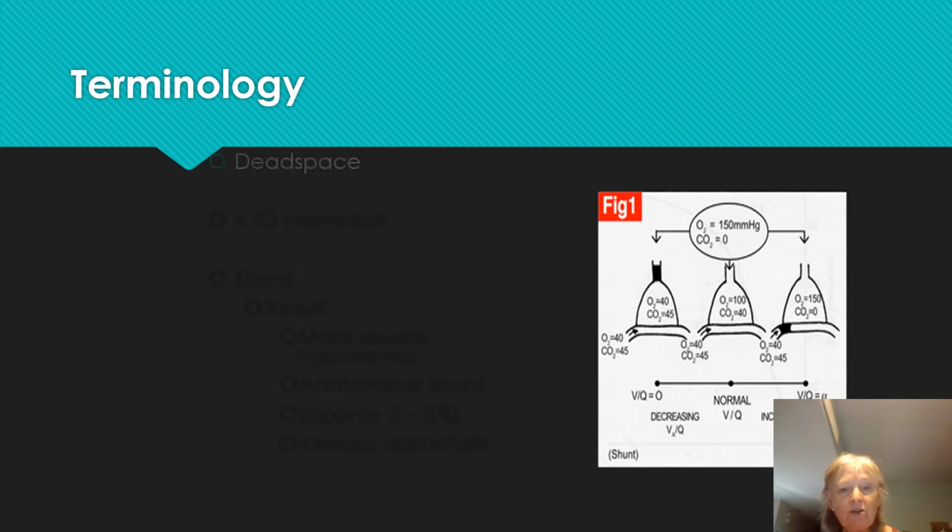So some terminology to go with this. One is dead space. You guys remember dead space is ventilation without perfusion. The last third you inhale is dead space. The first third you exhale is dead space. Okay?